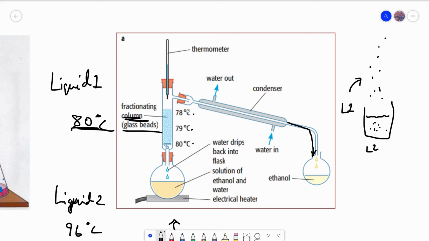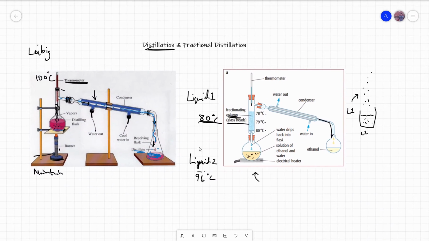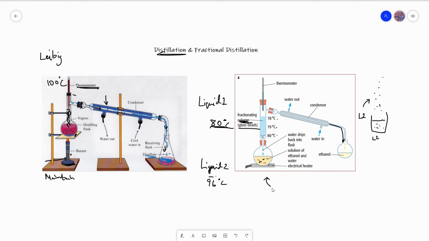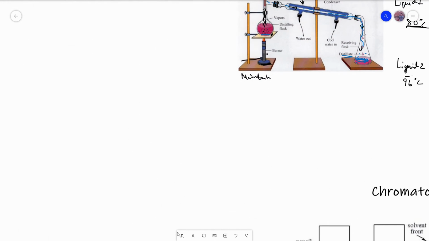The second liquid, whose boiling point was 96 degrees Celsius, will have remained a liquid right through, because it's simply not reached the energy level required to be converted into a vapor, and hence you will have separated your two liquids. Next, we move on to crystallization.